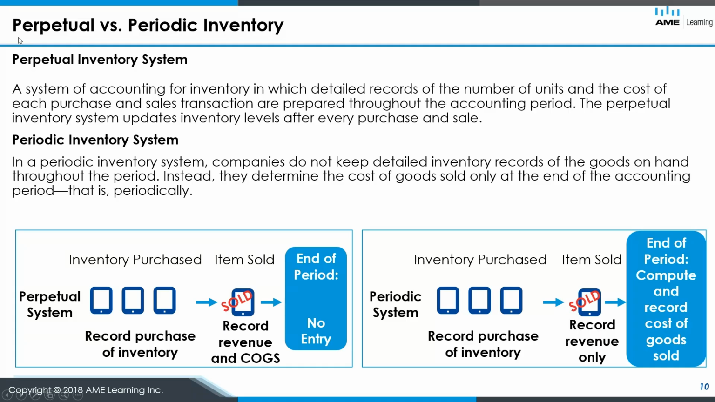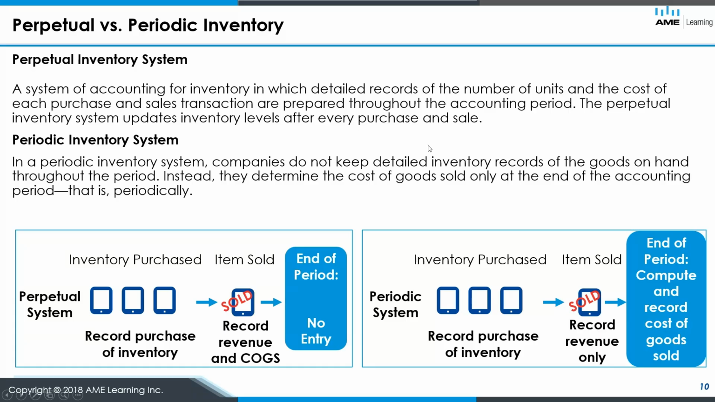Okay, now we're going to talk a little bit about inventory and inventory systems, how we track the inventory and do the inventory accounting. And there's two different kinds of methods here that we talk about in this text. There's the perpetual inventory system and the periodic inventory system.